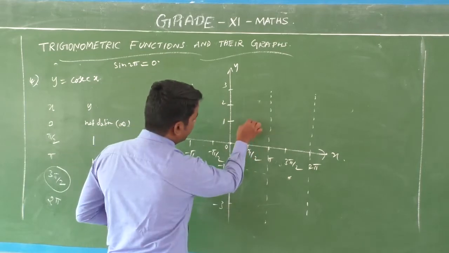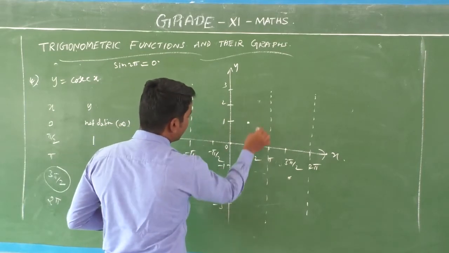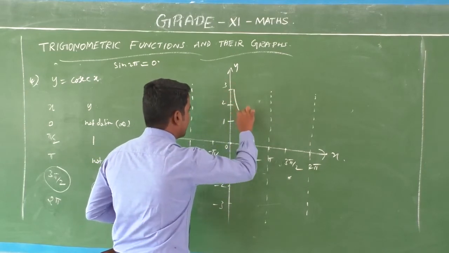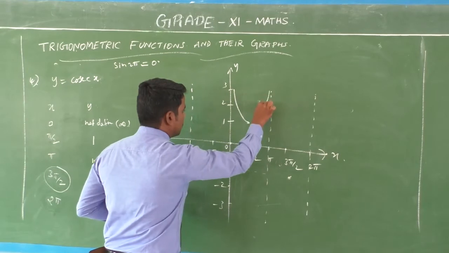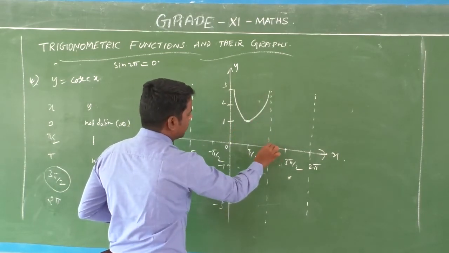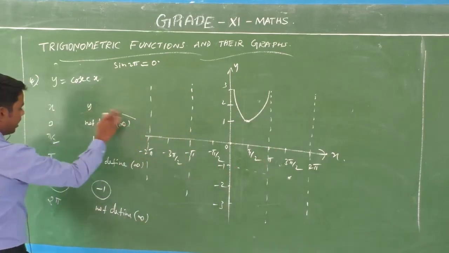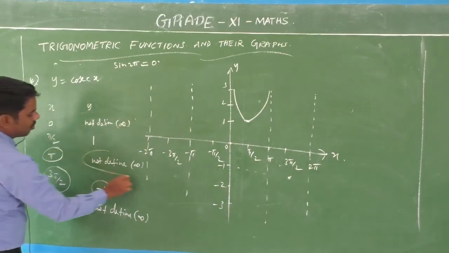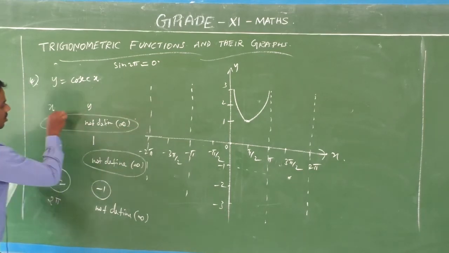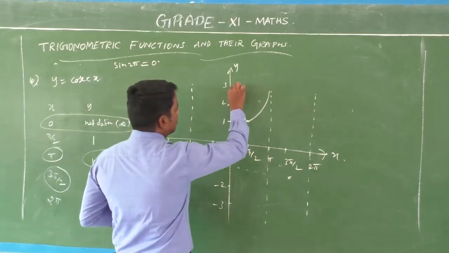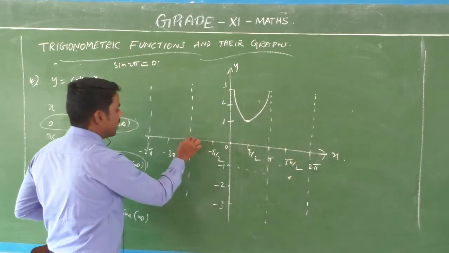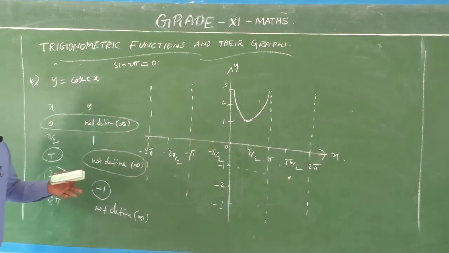Draw the graph joining the points. The first point is pi by 2 comma 1. This is the cosecant x curve. This curve does not meet at x equal to pi. Why? Because at x equal to pi, y is not defined. Here, at x equal to 0, y is not defined. So this curve does not meet at x equal to 0, x equal to pi, x equal to 2 pi, x equal to minus pi, x equal to minus 2 pi, and so on.